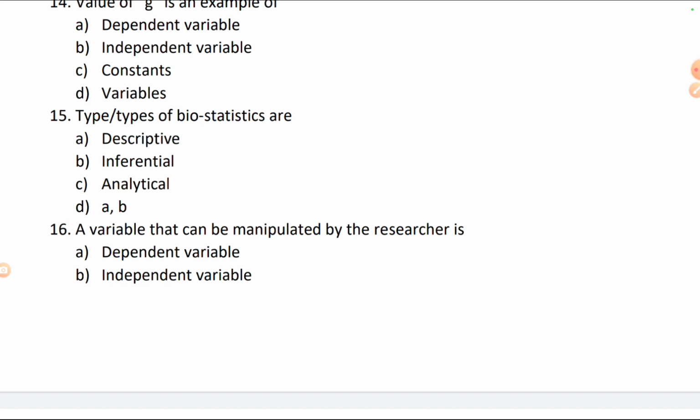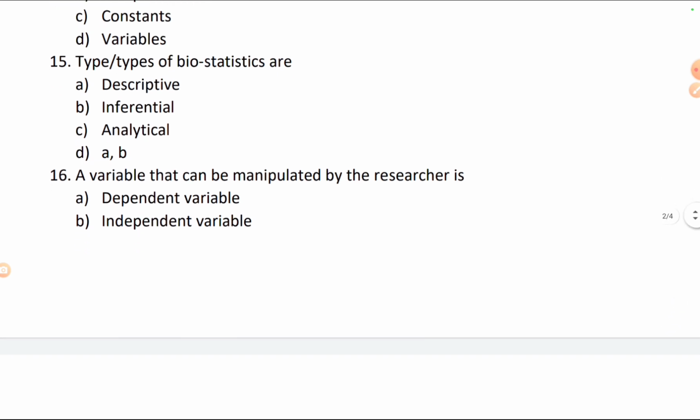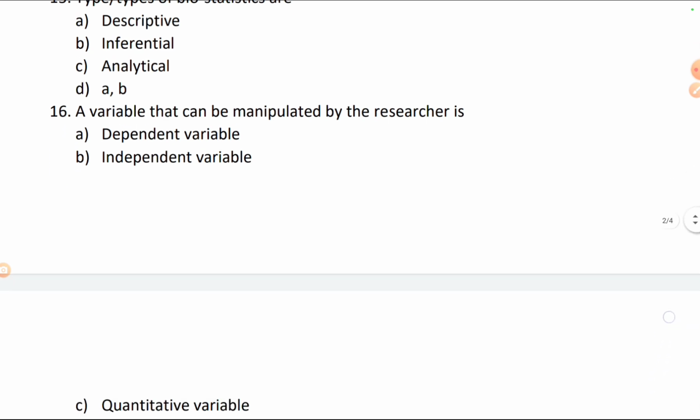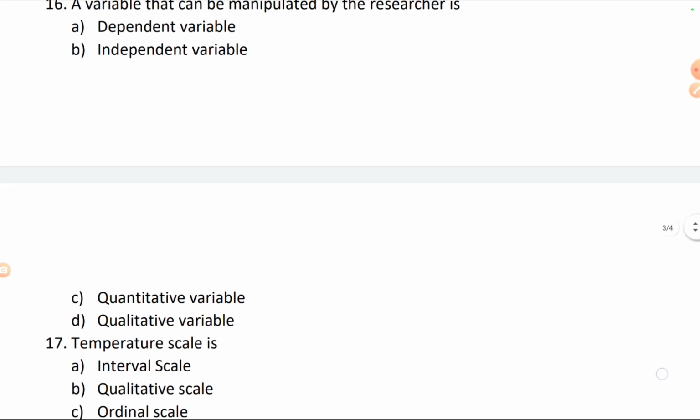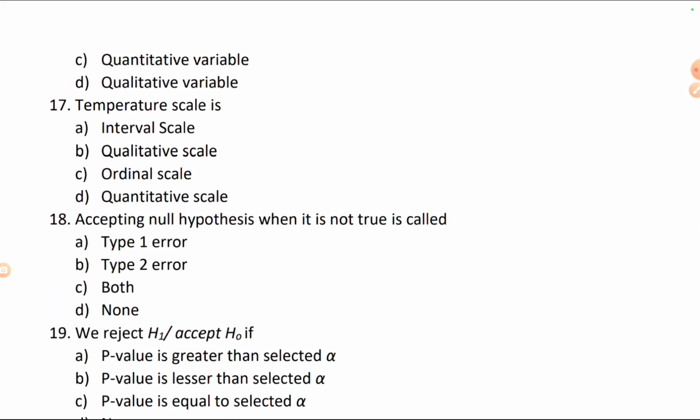A variable that can be manipulated by the researcher is option A, dependent variable, option B, independent variable, option C, quantitative variable, option D, qualitative variable. The answer is option A, dependent variable. Temperature scale is option A, interval scale, option B, qualitative scale, option D, ordinal scale, option C, quantitative scale. The answer is option A, interval scale.